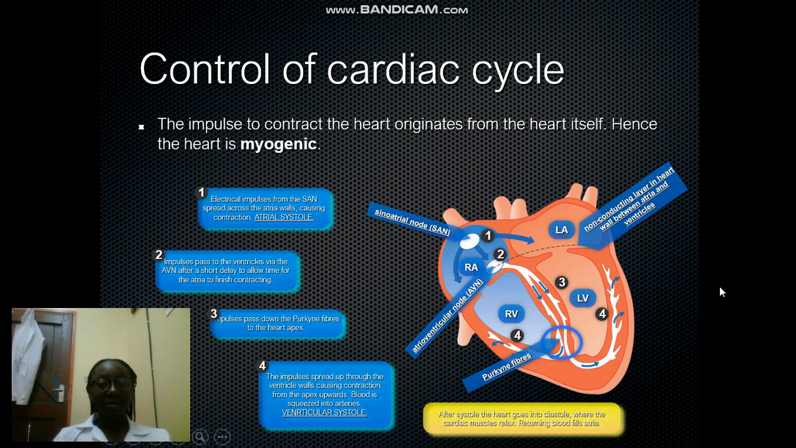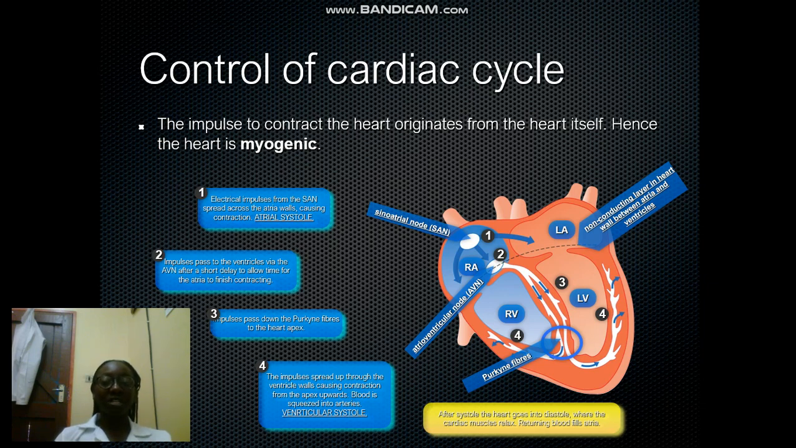So in today's lesson, we're going to continue with our discussion on muscles by looking at the control of the cardiac cycle. So to start with, let us remind ourselves of heart structure. If we can remember, we mentioned earlier on that the heart is made of four chambers.